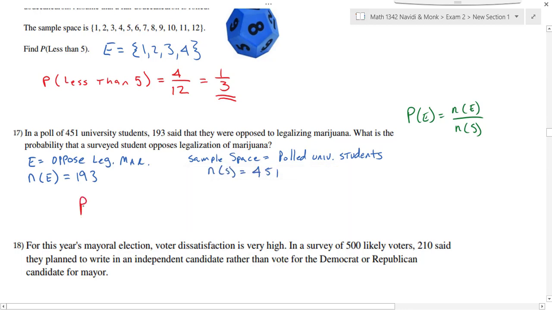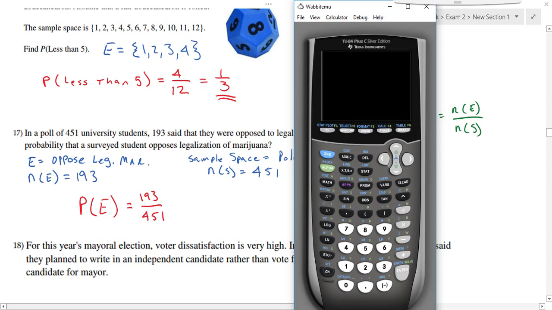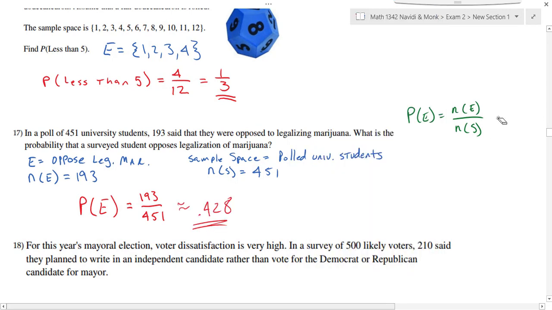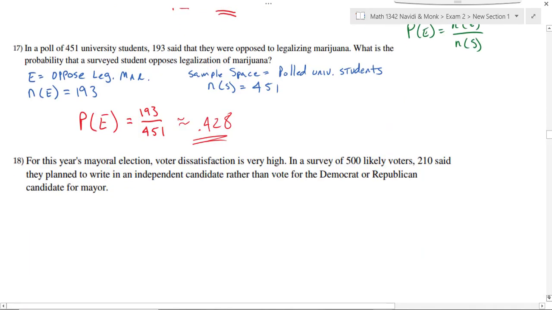For this problem, I'm asked to find the probability that a surveyed student opposes legalizing marijuana. Well, that's finding the probability of this event. So I take the number of elements in my event divided by the number of elements in my sample space, and I need to go to my calculator to get a decimal approximation for this number. We'll call that 0.428 if we're rounding to 3 decimal places. Everything always comes back to this that I have written in green. That's how we find probabilities. It's the basics.